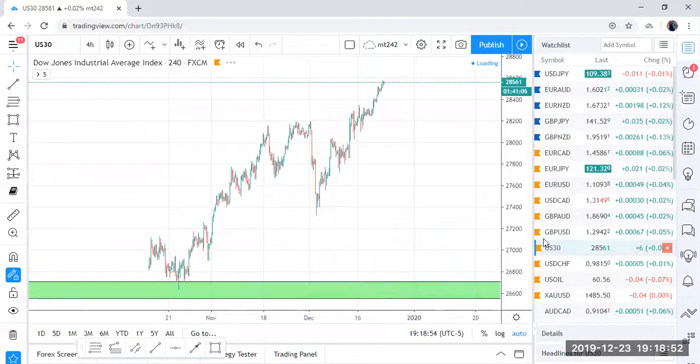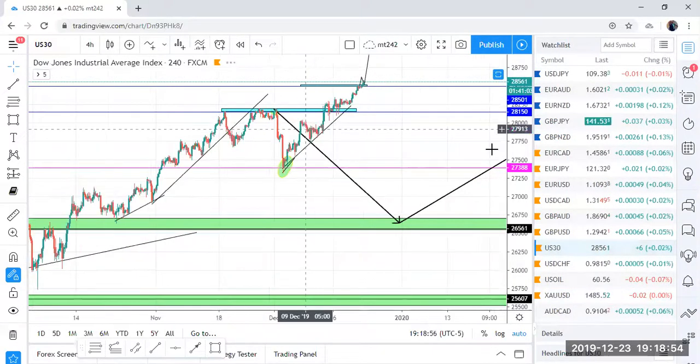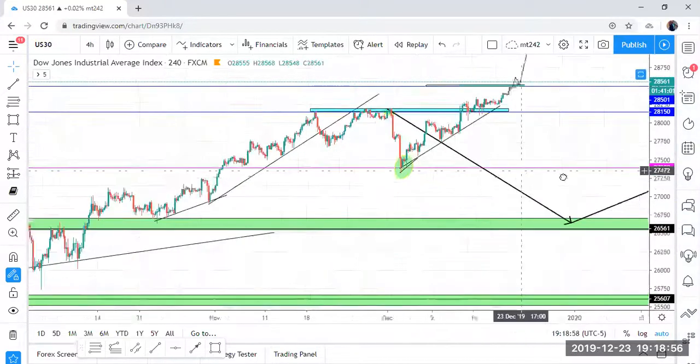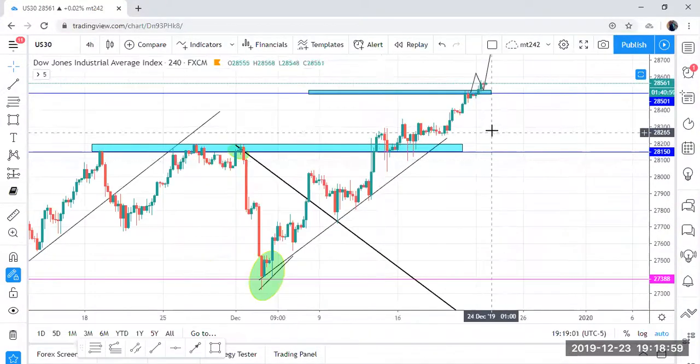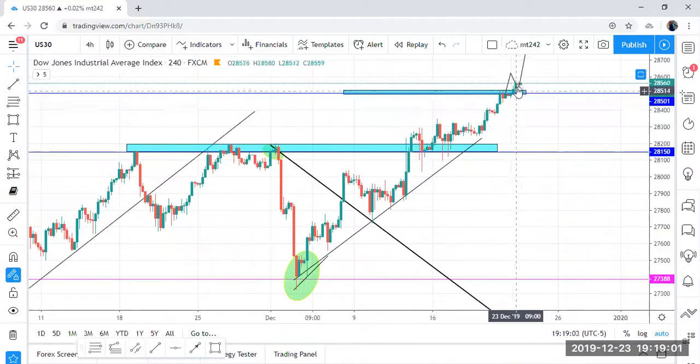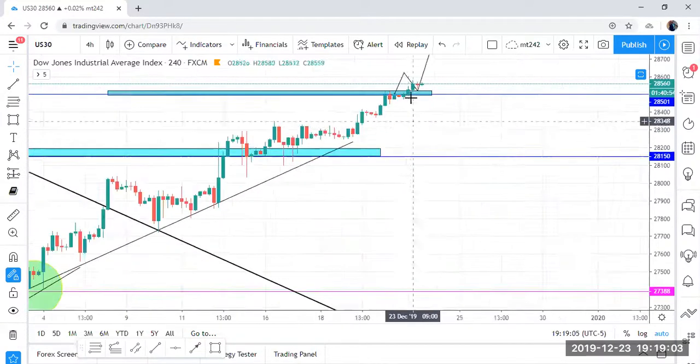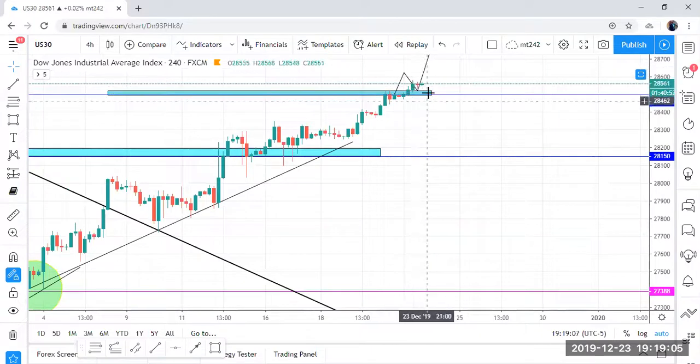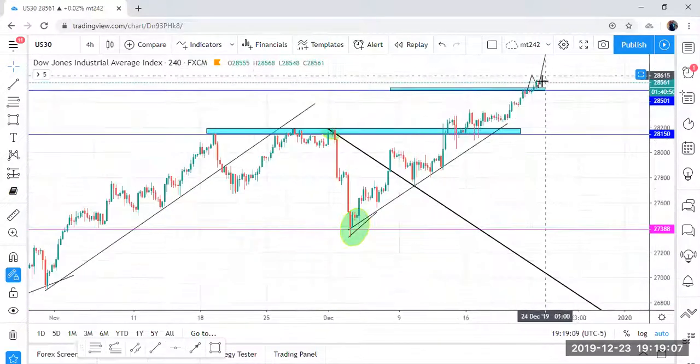Someone had asked me about US 30 earlier today, and I know we went over it on Sunday. I'm waiting for price to break this level here and retest it before we buy again.